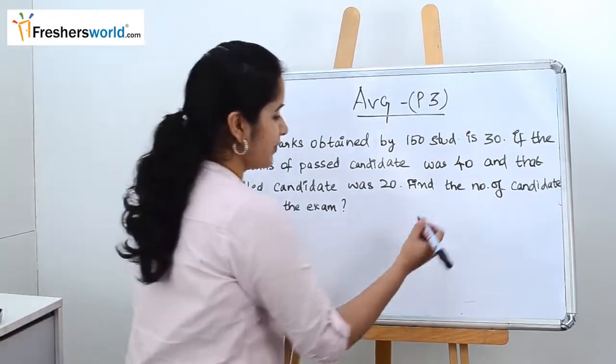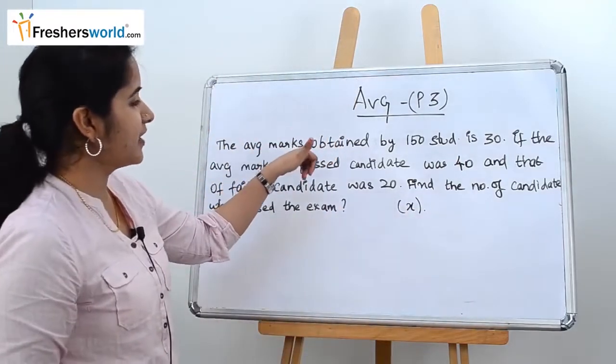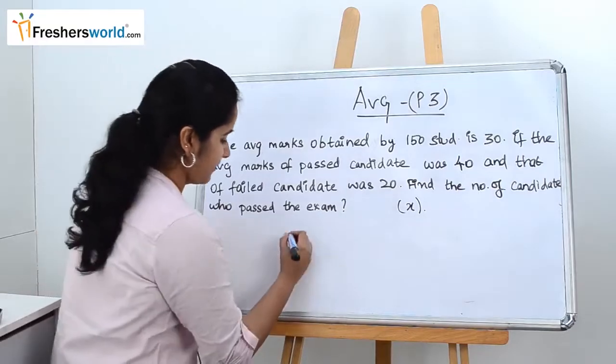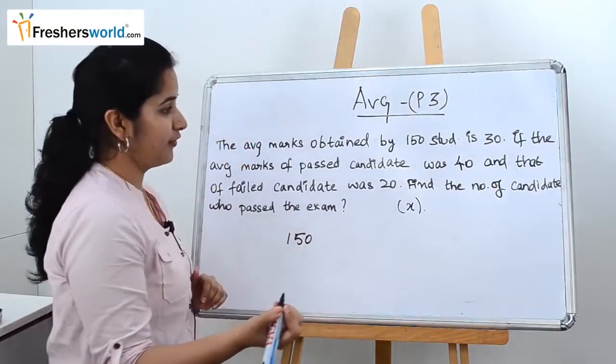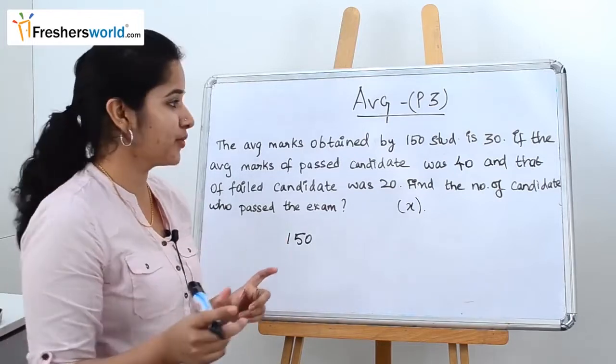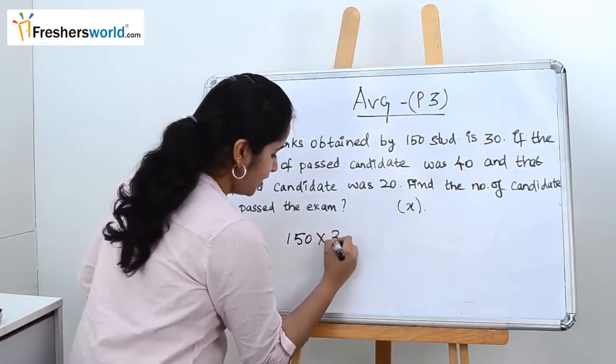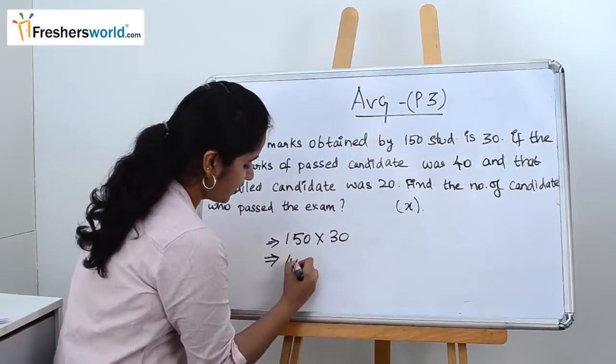So let's take the number of candidates who passed as X. First, what they have given: the total number of students is 150 and their average marks is 30. To find the overall total, we multiply the number of students by the average. So 150 into 30 is 4,500.